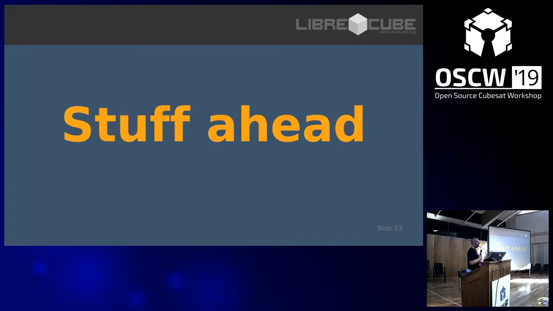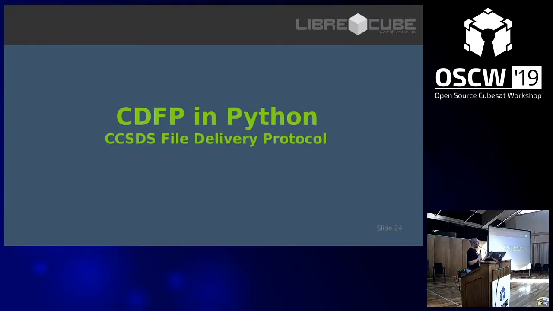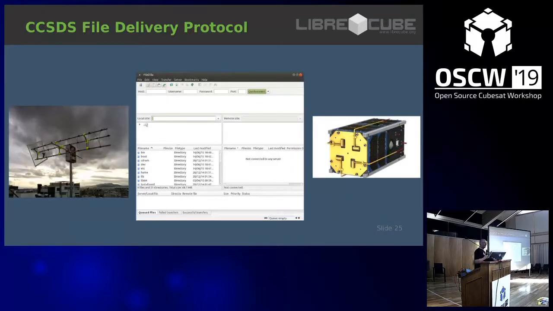So more of this is coming. We have some ideas for other things to do. It's not an exhaustive list, but these are the projects that are going to kick off soon. So this is the file delivery protocol. This is a CCSDS standard, which is basically from the late 90s. So it's hot stuff. It's really like FTP.